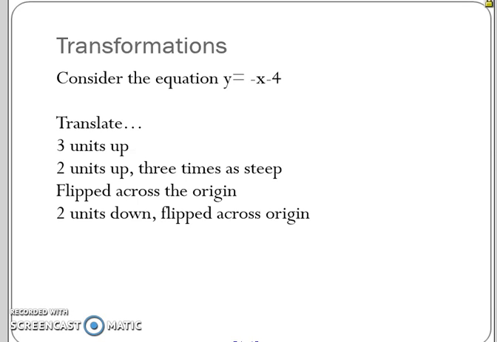Okay, so let's do another one. Consider the equation y equals negative x minus 4. Let's translate 3 units up. If I want to go up, we look at the y-intercept here, and I'm going to add 3 to negative 4. So everything stays the same. Just add 3 to the y-intercept. So negative 4 plus 3 will be negative 1.